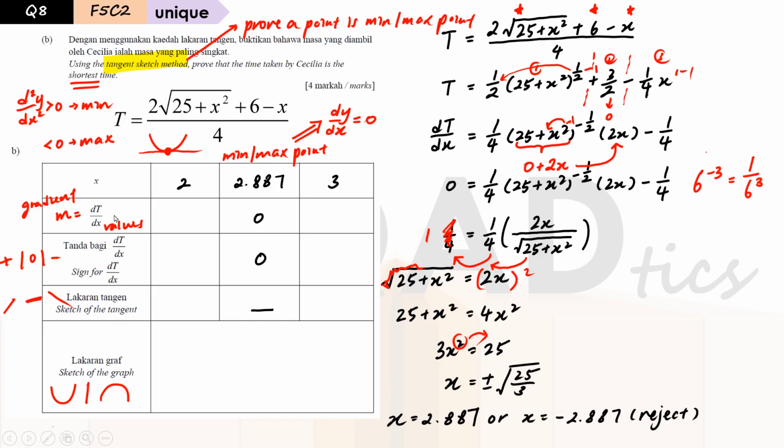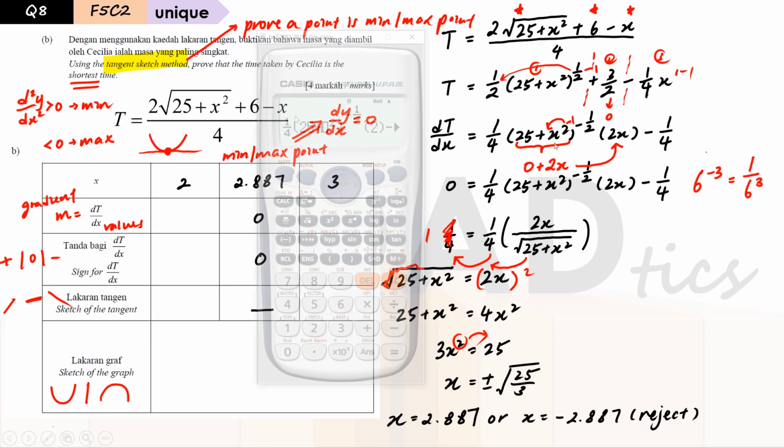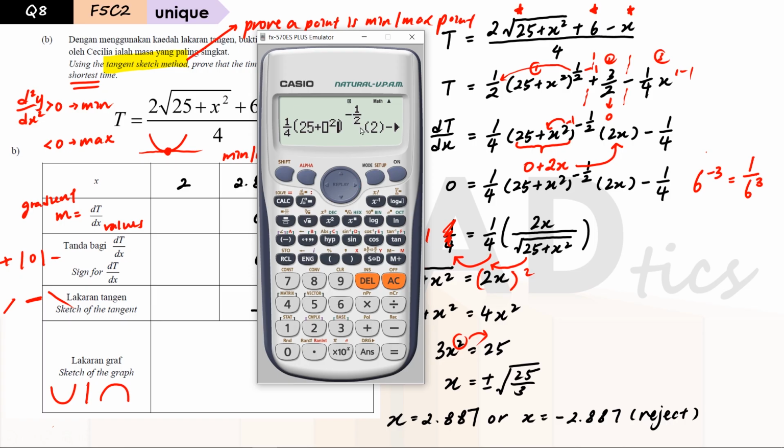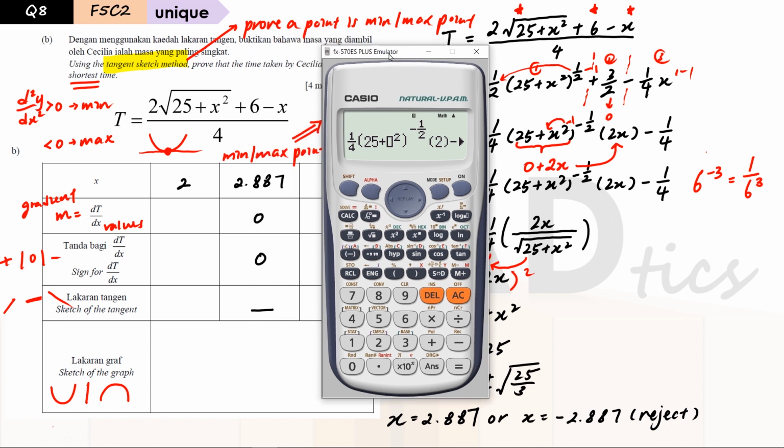Alright, so now the second thing is, how do we find the dt over dx? Okay, for this one, we need to go back to our working here, and we are going to look at this equation, the dt dx equation. So if you want to find the gradient, basically for the 2 and the 3, we are going to substitute it back to this equation to find out the answer, the gradient. Alright, so how do we do this? Let me demonstrate by opening up the calculator. Alright, so I have plugged the equation into my calculator already. So now what is missing is the x. Okay, so instead I plug in the x values that I want, which is 2 and 3, right?